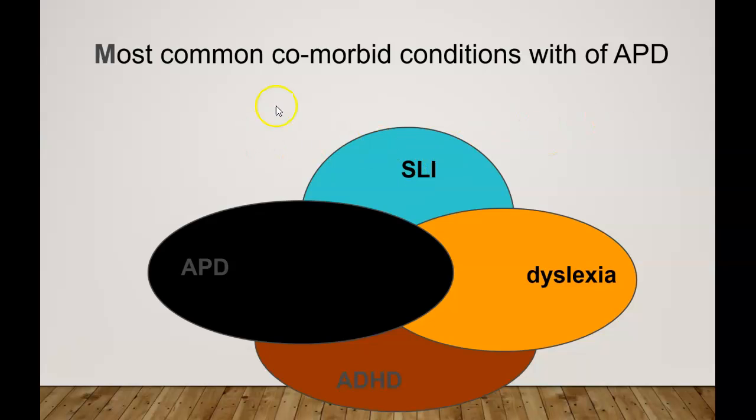And so sometimes it's a little hard to tease out the difference between an auditory processing disorder and a specific language impairment, or an auditory processing disorder and ADHD. So we do have some tools that allow us to look at each of these conditions and see if we can isolate one from the other. And that's what a good test battery helps do.